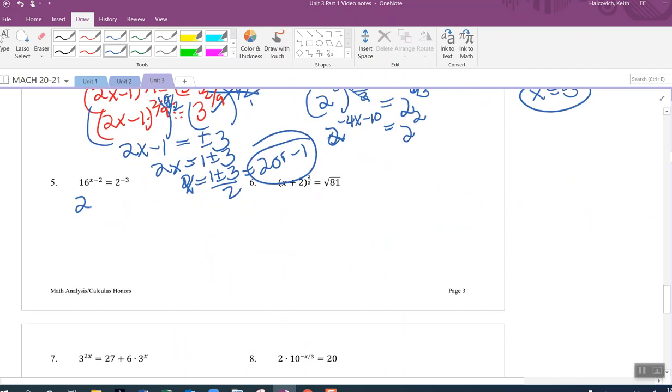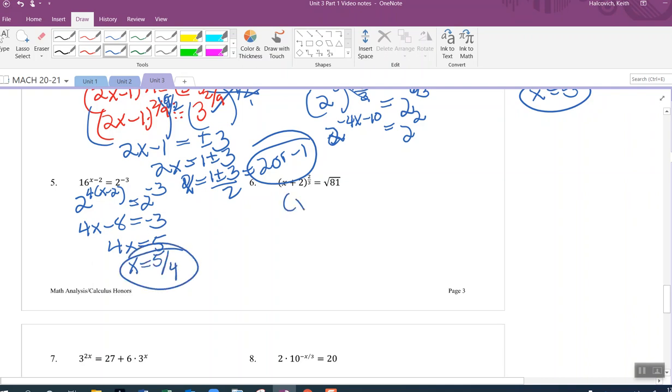Here, this is 2 to the 4th equals 2 to the negative 3rd. So that means 4x minus 8 equals negative 3. 4x equals 5. X equals 5/4.